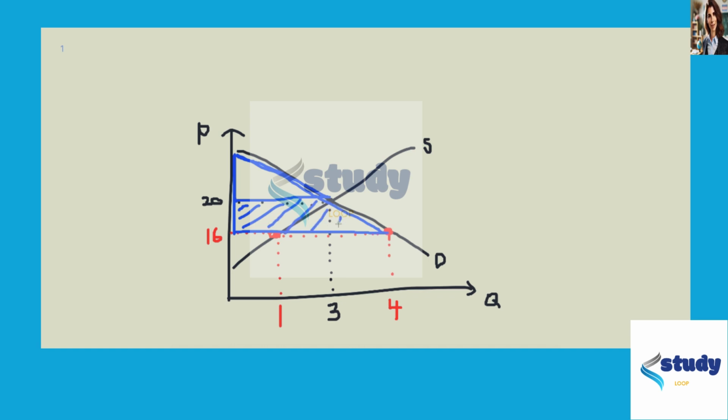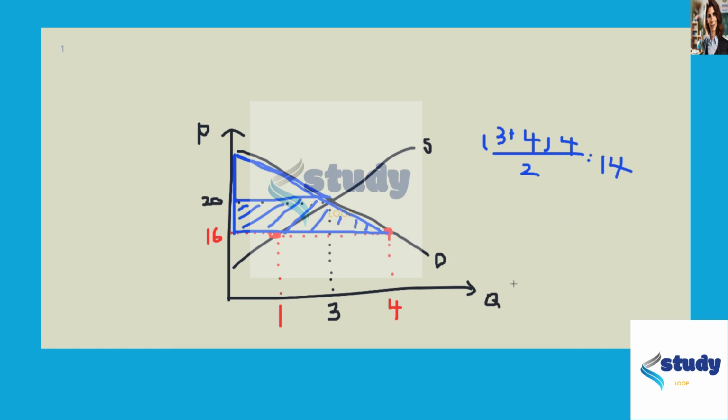Okay, so how do we calculate the area? It is 3, because the upper side here is 3, plus the downside is 4, times the height which is the difference of the price, $4, divided by 2. So it is 14. So this 14 is the change of consumer surplus.